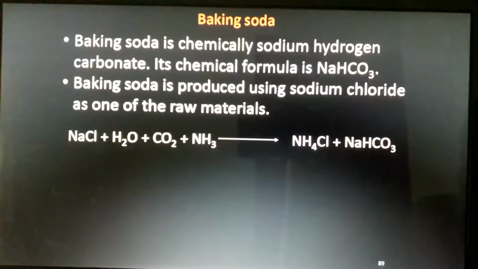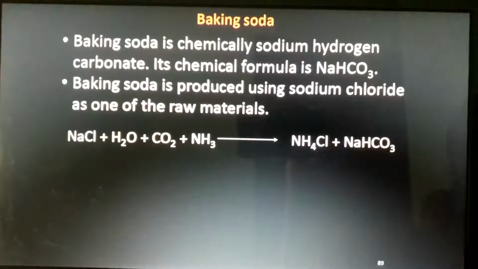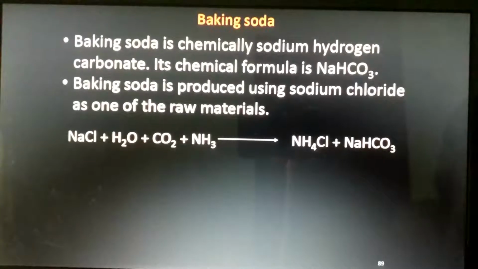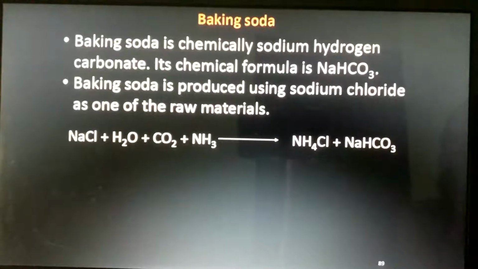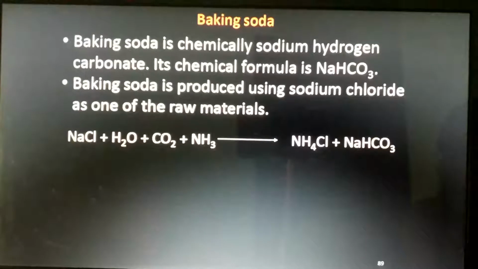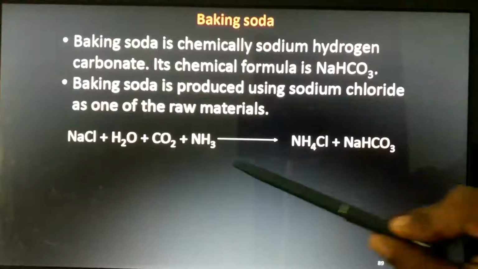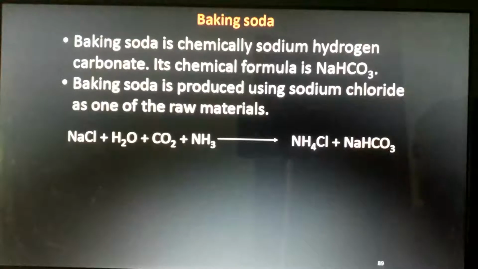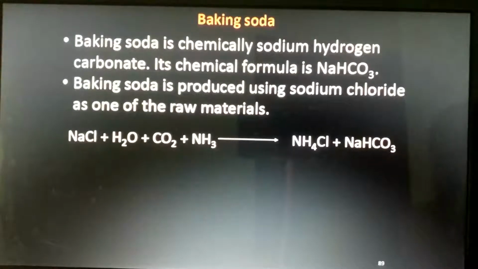Baking soda is chemically sodium hydrogen carbonate. Its chemical formula is NaHCO3, and baking soda is produced by using sodium chloride as one of the raw materials. Sodium chloride, water, carbon dioxide, and ammonia are the things we use to make sodium hydrogen carbonate. And we are also getting NH4Cl, ammonium chloride, from that. In that reaction, only ammonia is a bit costly, it's not that much costly. So we are getting ammonium chloride, and at the same time sodium hydrogen carbonate, which is also known as baking soda.